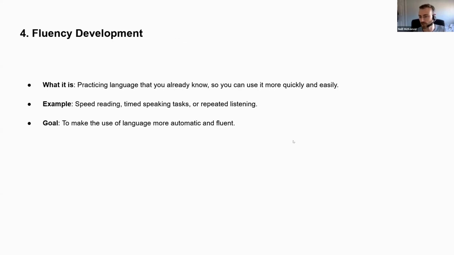And of course, there is also the fourth one, fluency development. This is practicing language that you already know, so you can use it more quickly and easily.